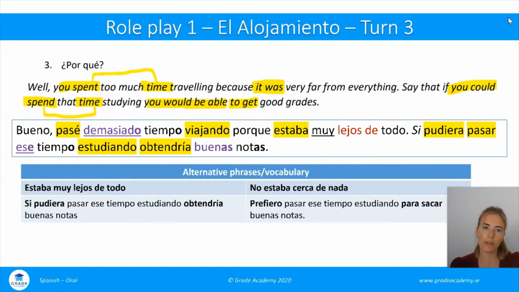It's not exactly what they're asking, but it's quite similar and it avoids the subjunctive. However, I do recommend you use the subjunctive here because you can learn it in advance and it's a good way to show off that you know how to use it.